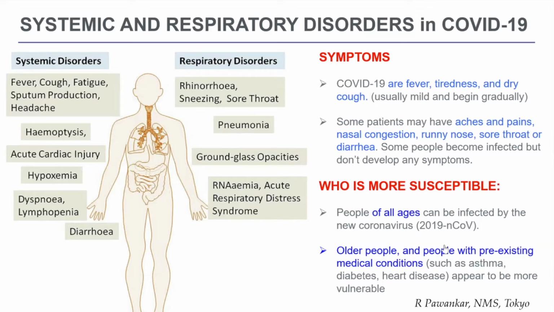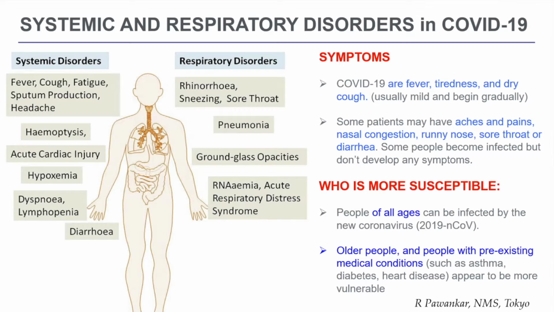So the systemic, for example, you can come with fever and cough, general fatigue, sputum, headache, blood in sputum, cardiac injury, oxygen levels are low, breathlessness, the number of lymphocytes go down. You may manifest with diarrhea. You may manifest with upper respiratory symptoms like rhinorrhea, sneezing, and sore throat. And then you can have the more severe part is the pneumonia and ground glass opacities, and the most severe is acute respiratory distress syndrome.